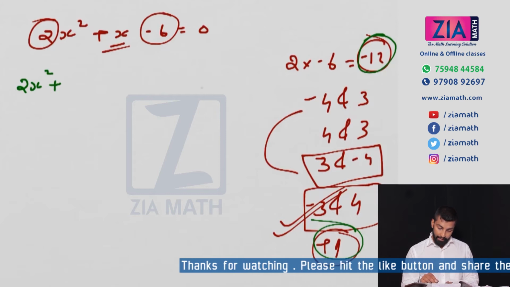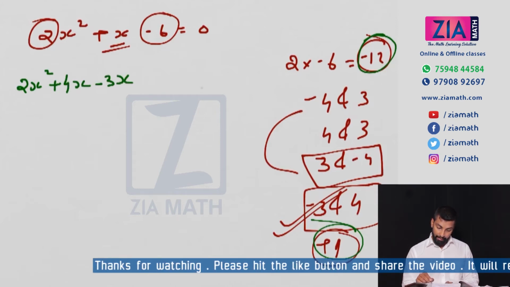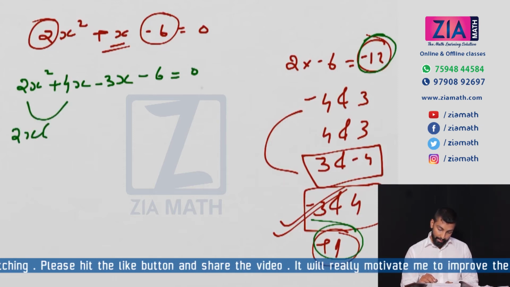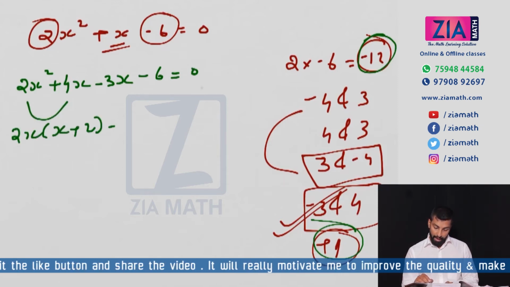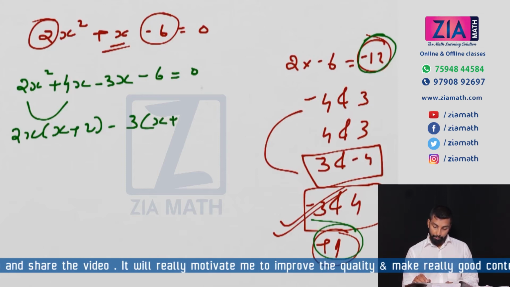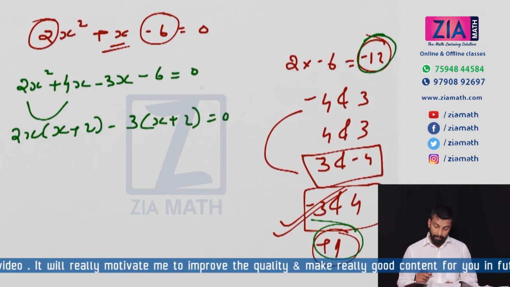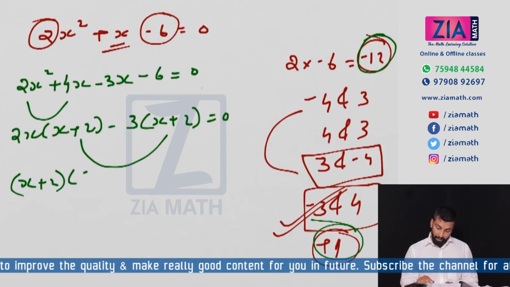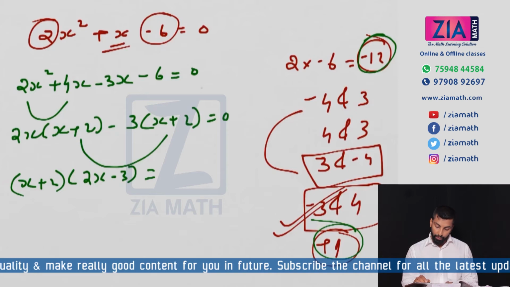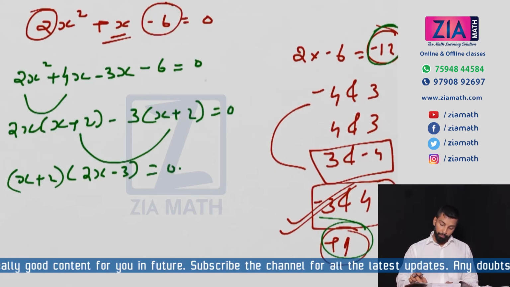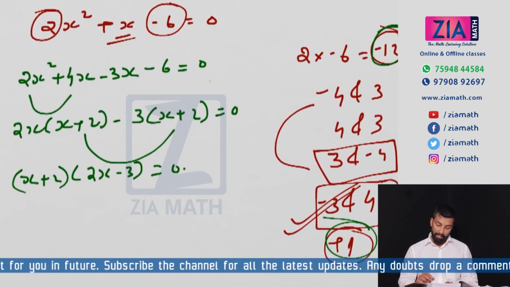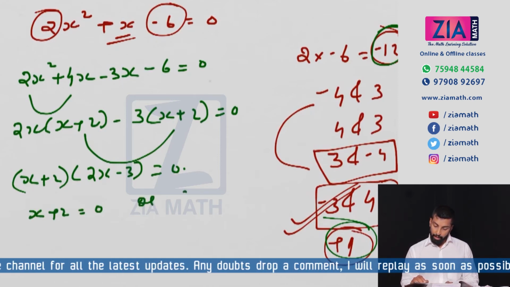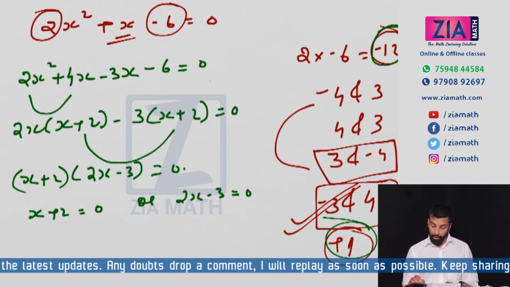2x square plus 4x minus 3x minus 6 is equal to 0. You can take 2x out. 2x into x plus 2 minus 3 into x plus 2 is equal to 0, right? Now you can take x plus 2 out. So x plus 2 into 2x minus 3 is equal to 0, right? Now if x plus 2 into 2x minus 3 needs to be 0, either x plus 2 is equal to 0 or 2x minus 3 is equal to 0.